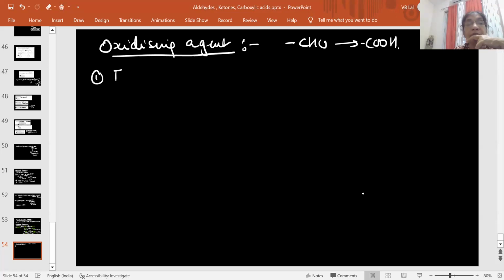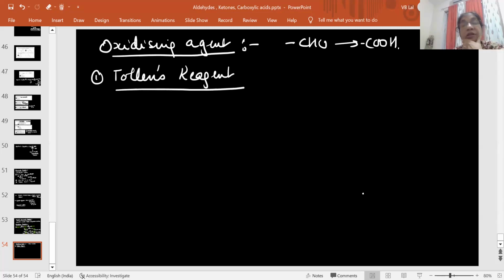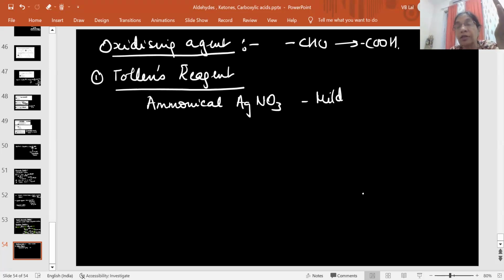So first among them is Tollens reagent. What is Tollens reagent? You will use Tollens reagent in the lab for identifying aldehydes. Tollens reagent is actually ammoniacal AgNO3, ammoniacal silver nitrate. This reaction is very useful. This one is a mild oxidizing agent.